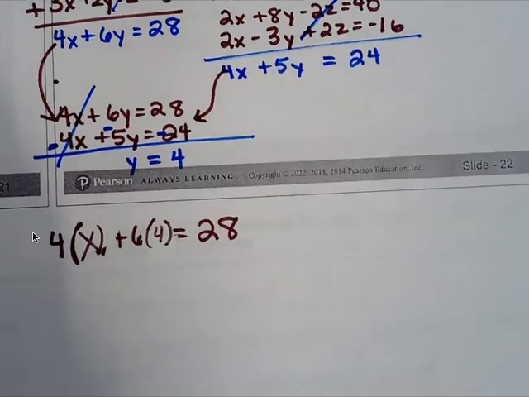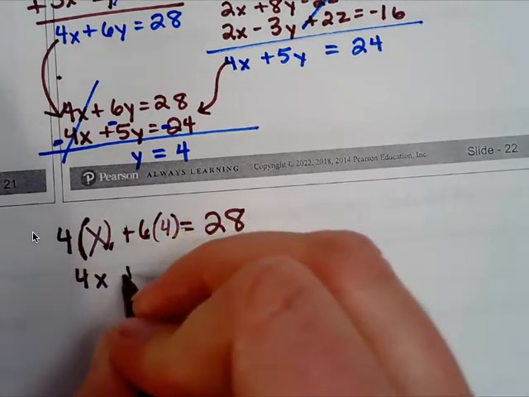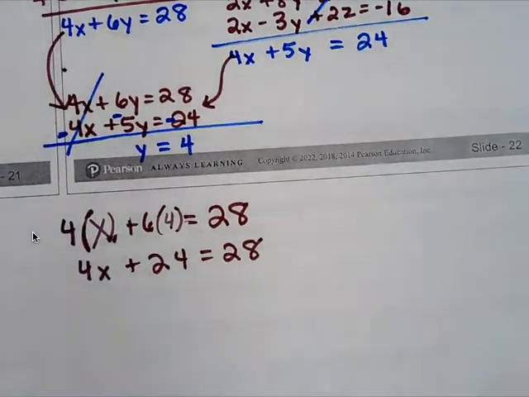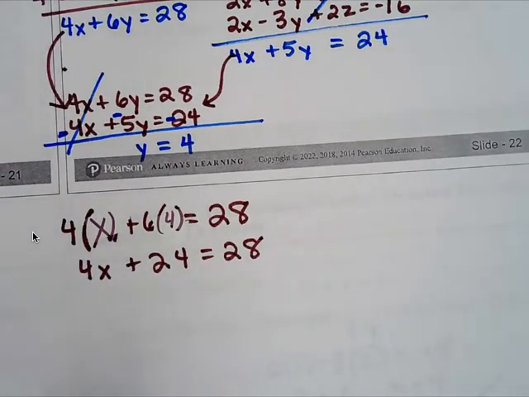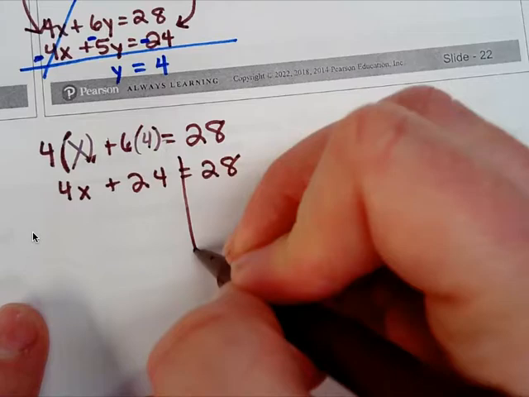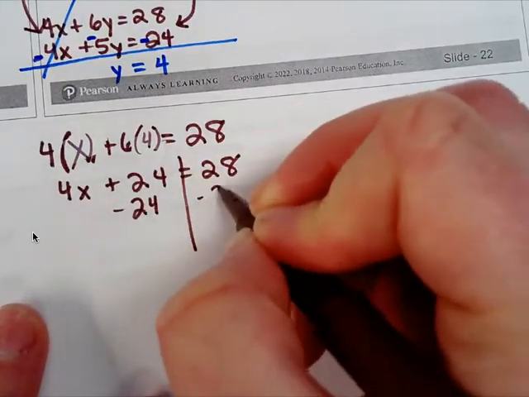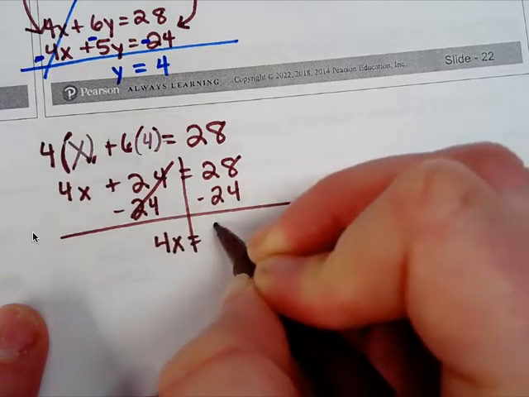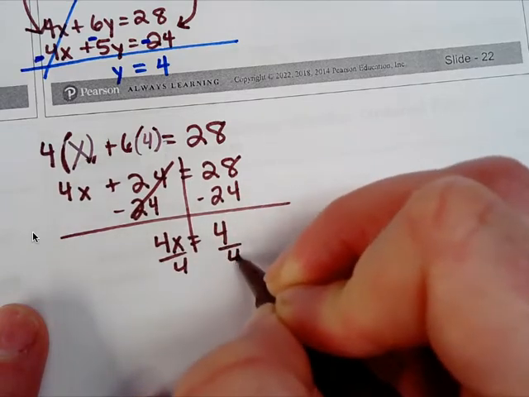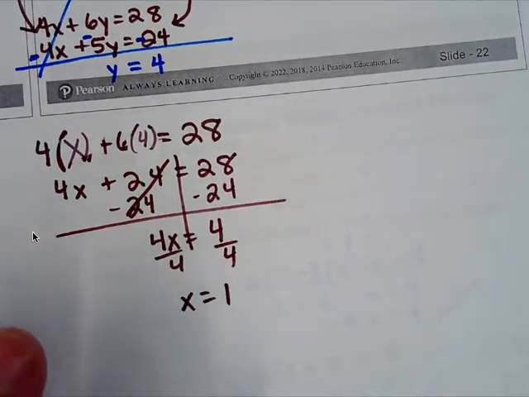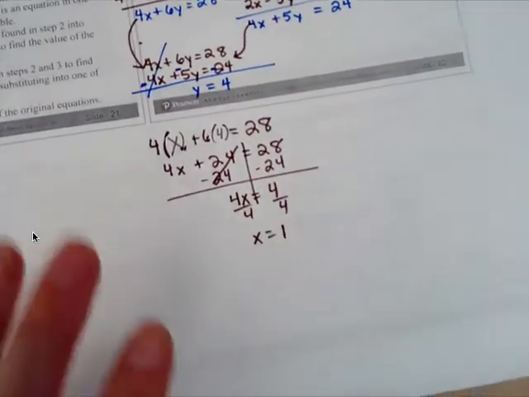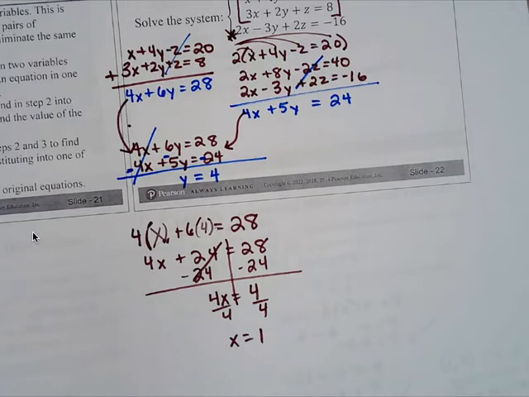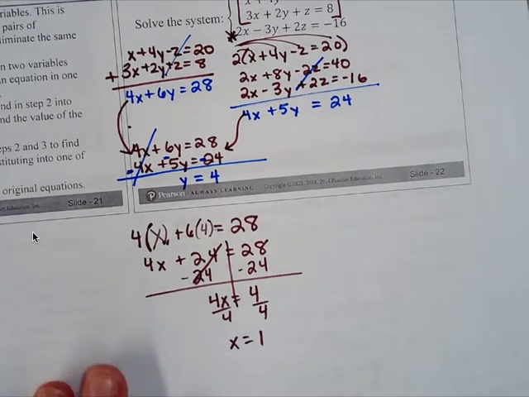So then I have 4x plus 24 equals 28. Then subtract 24. 4x equals 4, divide by 4. So x equals 1. So now we have the x and the y.